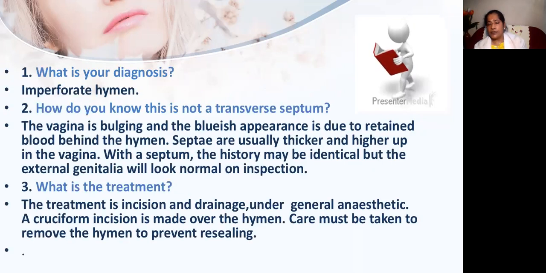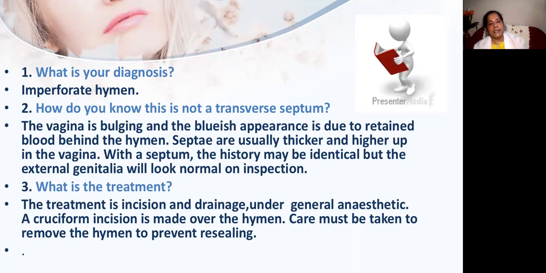So yes, the diagnosis is imperforate hymen. The typical bluish discoloration of the hymen shows that blood is collected inside the vagina, and it is because of the imperforate hymen that the blood does not come out. This is not a transverse septum because the vagina is bulging, and the bluish appearance is due to retained blood. Septae are usually thick, higher up in the vagina. With a septum, the history may be identical, but the external genitalia would look normal on inspection. So that typical bluish hue would not be seen.